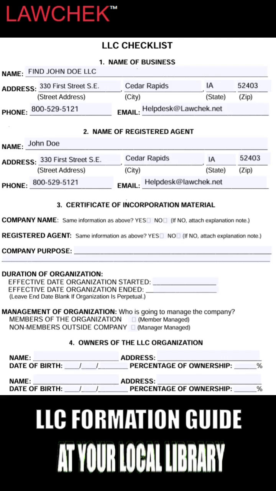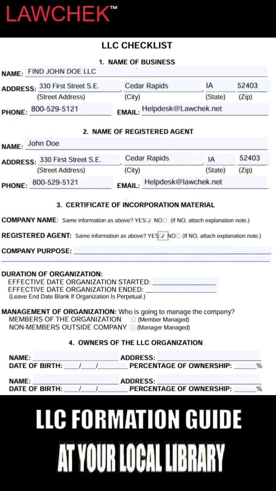Number 3, certificate of incorporation. This is the information that's usually gathered on the state forms that you fill out to create your LLC. You're going to start out with your company name, and is it the same as above? We're marking yes. Next, we have the registered agent. Is it the same as above, or are we using somebody different? We're using the same one as above, so those are both marked yes.